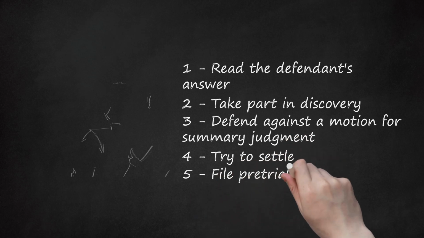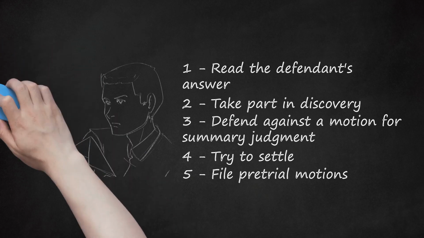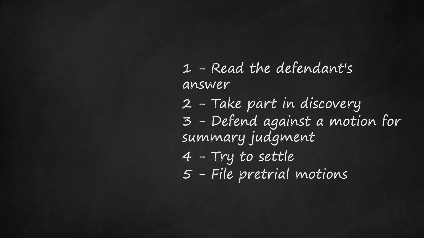5. File pretrial motions. Right before trial starts, either party may choose to file various pretrial motions, which are court documents asking the court to do something. Either party can file these motions and the party that does not file will have an opportunity to respond. Common pretrial motions include motions to dismiss, which ask the court to throw a case out because there is not enough evidence or if the facts alleged do not amount to copyright infringement. Motions to suppress, which ask the court to keep evidence out of trial because they do not comply with the federal rules of evidence.